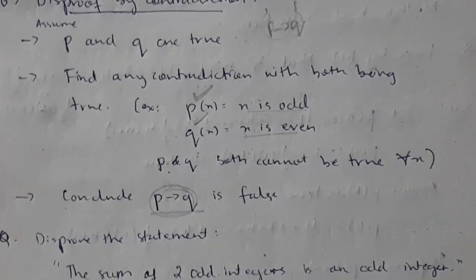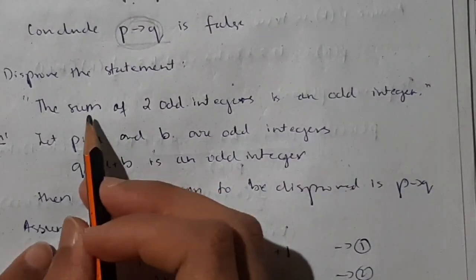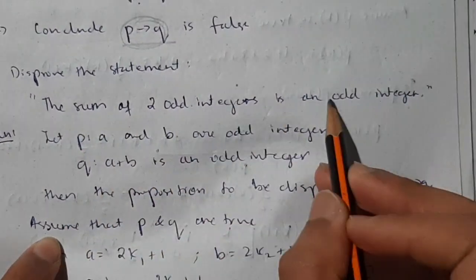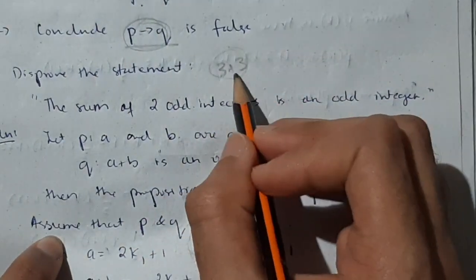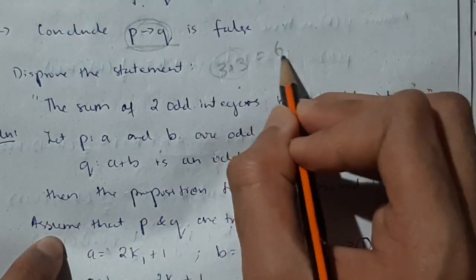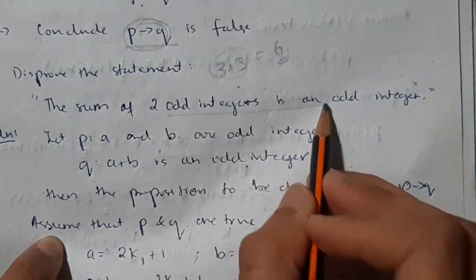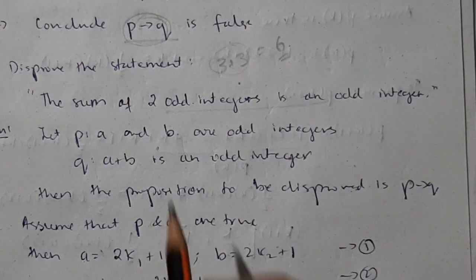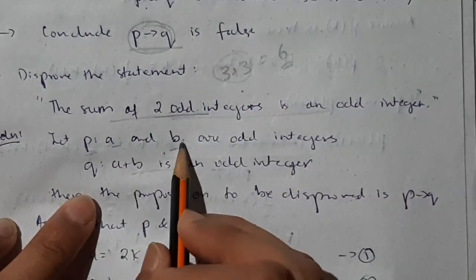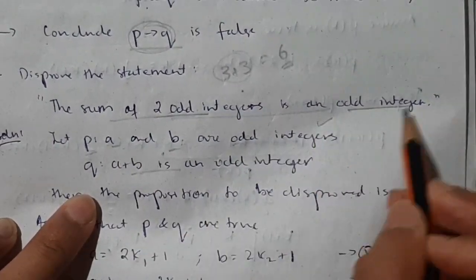Let us see an example. This is the statement: the sum of two odd integers is an odd integer. We have to disprove this, because if you take any two odd integers, you will get an even integer only. So this is a false statement, you have to disprove it. To disprove, you will first consider both as true. The sum of two odd integers a and b, where a and b are odd integers and the sum is an odd integer.